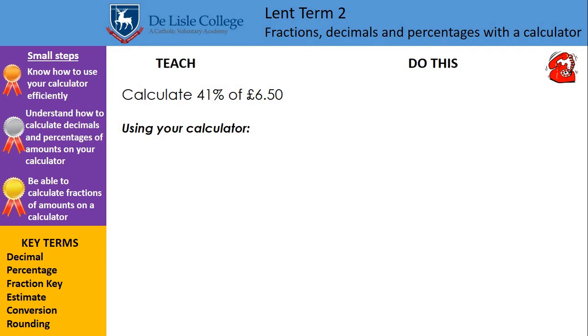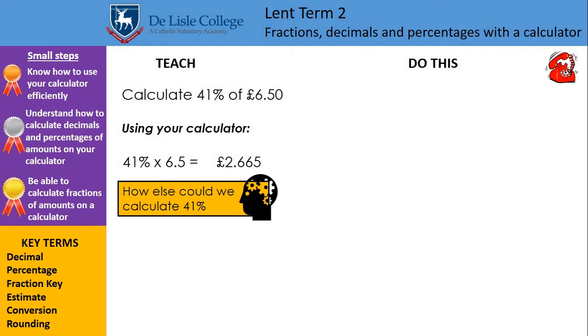Here's another question. Calculate 41% of £6.50. So again, we can use our calculator. 41, shift, percentage, times 6.5 equals 2.665. Now, of course, here we're dealing with pounds and pence, and what it may be appropriate for us to do is to round that answer to 2 decimal places. Therefore, in that question, we may want to offer the answer as £2.67.